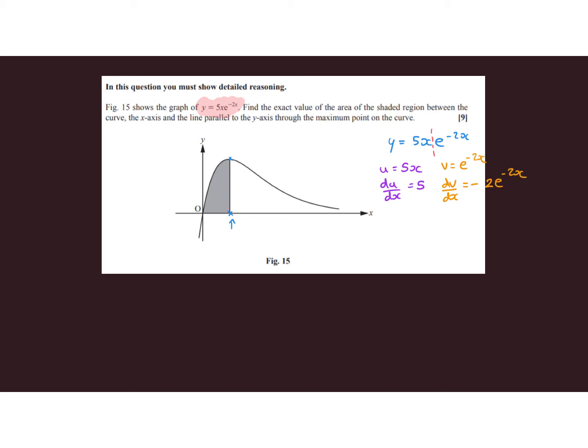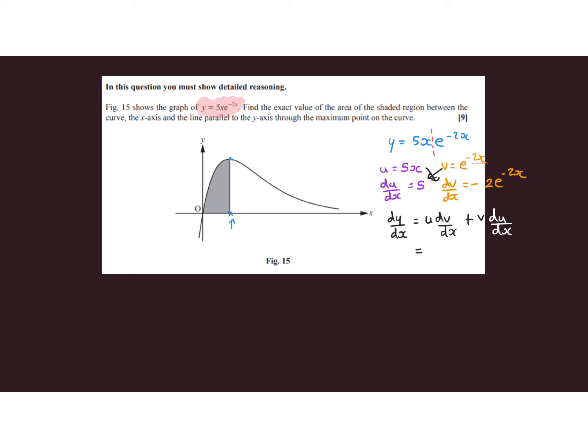Remember, an exponential function differentiates to itself, so e to the minus 2x differentiates to e to the minus 2x, but we need to multiply by the derivative of this power here, so the inner function effectively, so multiply by the negative 2. So dy by dx is then equal to the following: u multiplied by dv by dx, so the product of this pair here, plus v multiplied by du by dx, which is the product of this pair over here.